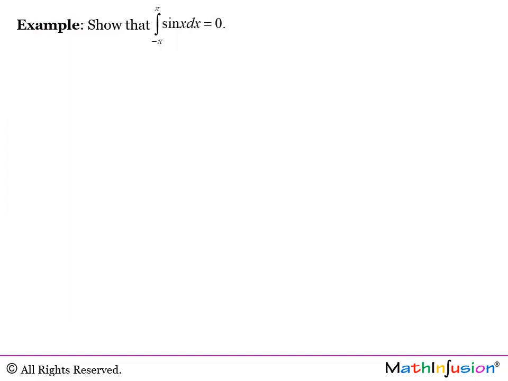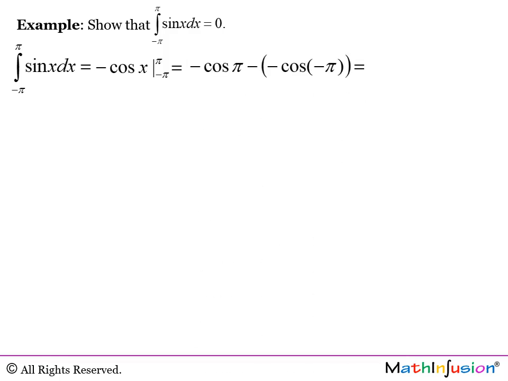Example. Show that the integral of sine x dx between -pi and pi equals 0. An antiderivative of sine x is negative cosine x. And then we have to substitute the limits. We get negative cosine pi minus negative cosine of minus pi. Cosine of pi is -1, and cosine of negative pi is also -1, so we get 0.